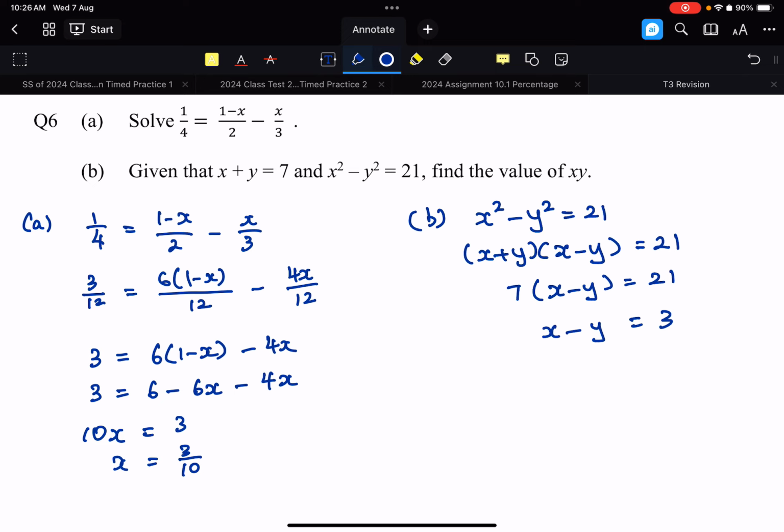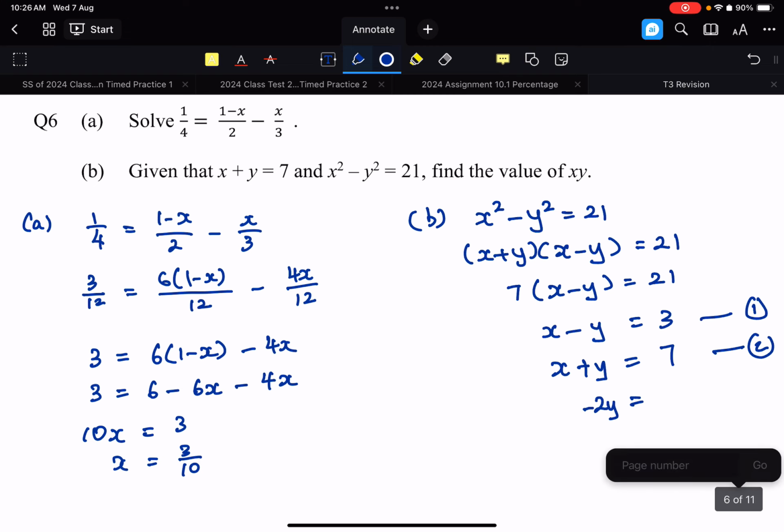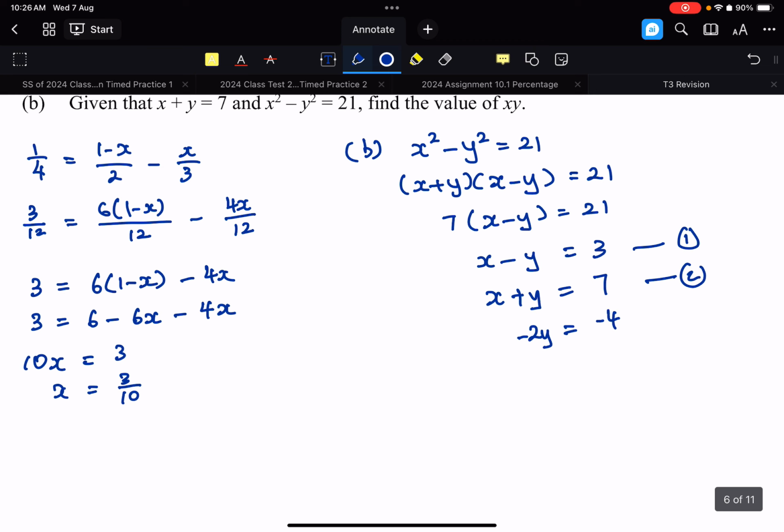Now, from here, there are a few ways to do this, right? Let me show you another way. We have x plus y is equal to 7. If I take equation 1 and equation 2 and just subtract them, right? So x minus x is 0, negative y minus y, this will be negative 2y equals negative 4. Negative 4, y is actually equal to 2. That's one way to do it.